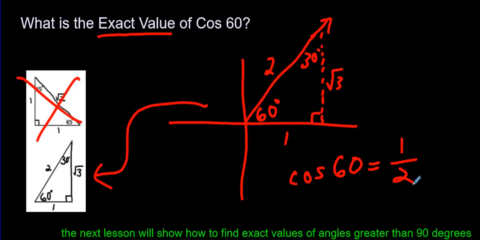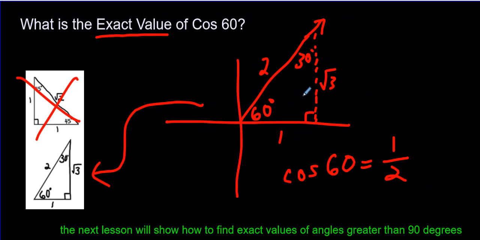Now remember, you would ask yourself again, is this positive in this quadrant? And the answer is yes. Cosine of 60 degrees is positive in this quadrant. The next lesson will show how to find exact values of angles greater than 90 degrees. So what we'll do is we'll do that on the next video.